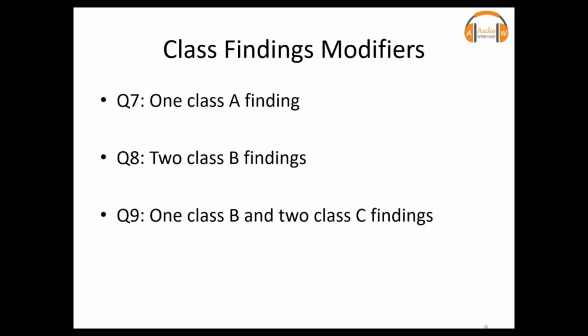Now, the way that we report that to Medicare is to use a modifier. And you can see here that there are three modifiers. A and B are relatively easy, but as you can see with the Q9, you need one Class B and two Class C findings to identify them as a Q9. So that's your very complicated patients.